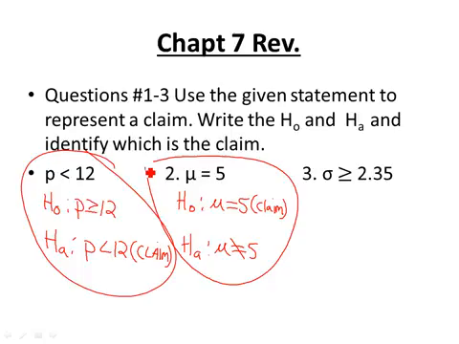Now, as you're doing other problems with this first one, if we look right here, if it's a less than symbol, that means it's going to be left-tailed. Here, not equal to, two-tailed.